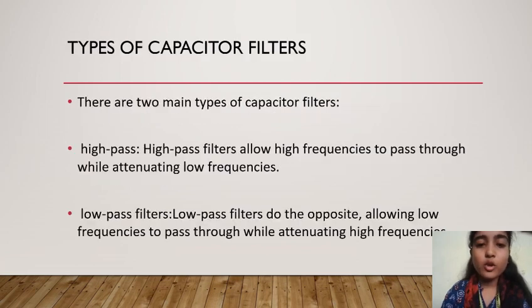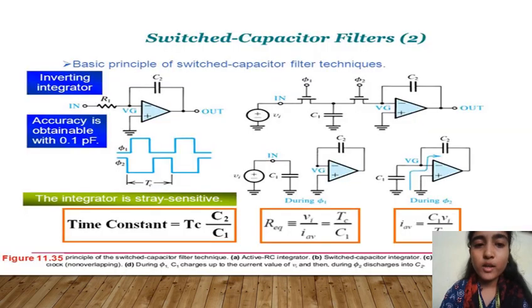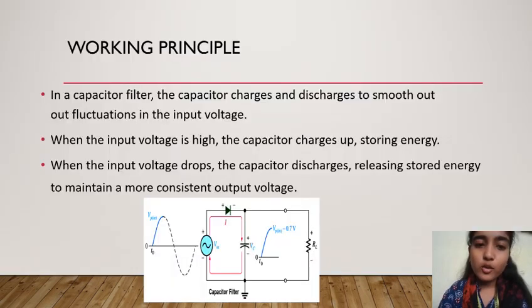There are mainly two types of capacitor filters. They are high pass and low pass filters. High pass filters allow high frequencies and low pass filters allow low frequencies, whereas they attenuate low frequencies in high pass and high frequencies in low pass filters. This is the difference between high pass and low pass filters. Moving to the next slide. Here I have represented the symbols of the capacitor filters. You can observe here. Moving to the next slide.